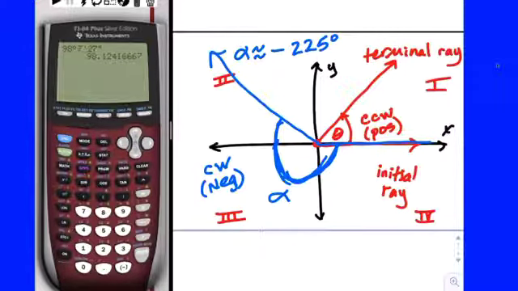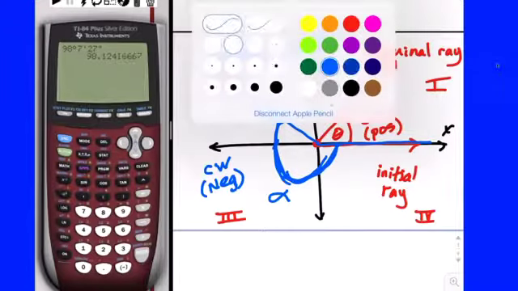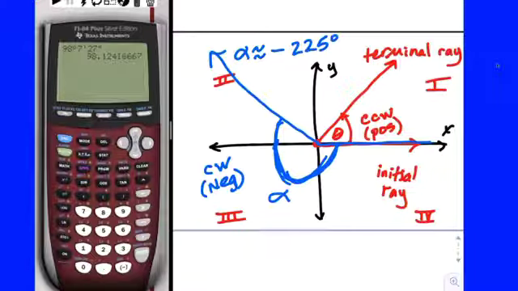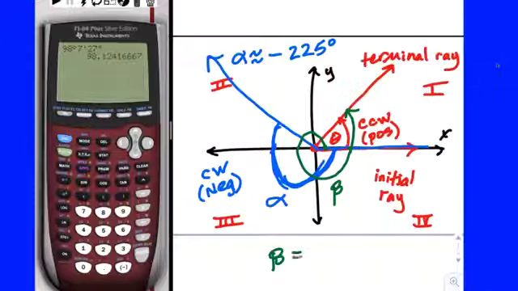Could we have an angle that's bigger than 360? Yeah, let's do that. Let's start on the initial ray, and let's rotate all the way around to 360. Plus, let's then go up to that terminal ray, which you could say is another 45. Let's call that one beta. Is that going to be a positive or a negative angle? If I start on the positive x-axis and rotate counterclockwise, it's going to be a positive angle. And let's see about how big it's going to be. I go all the way around. A full rotation is 360 plus about another 45. 405. Wow. 405. So beta is approximately 405 degrees.